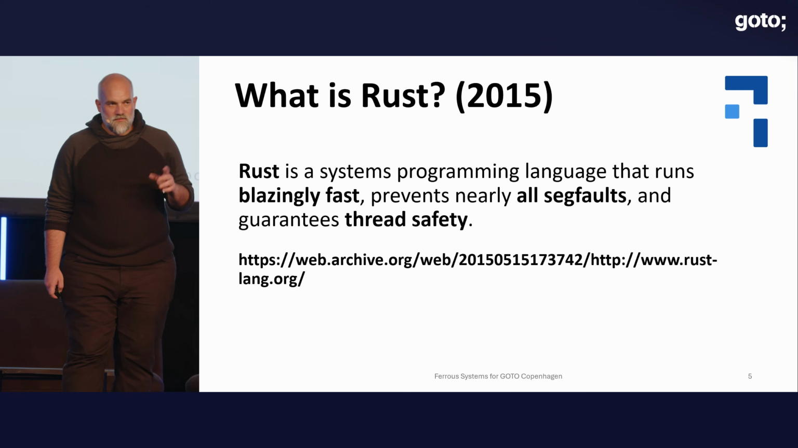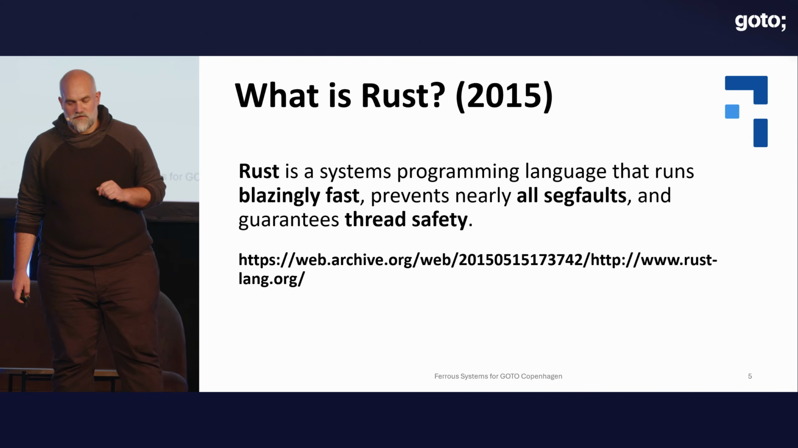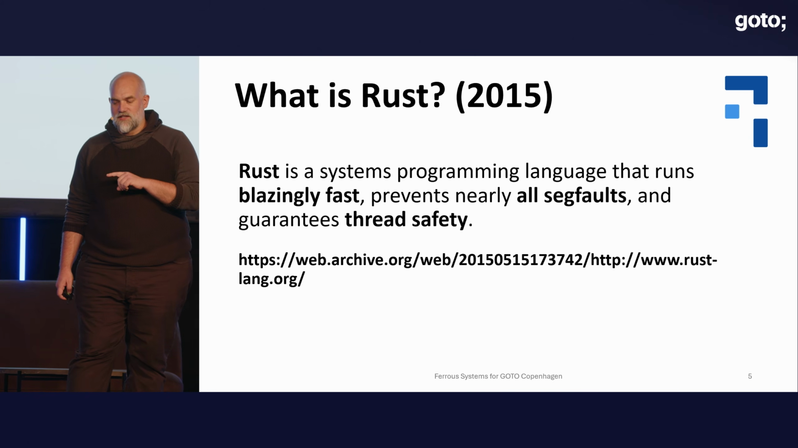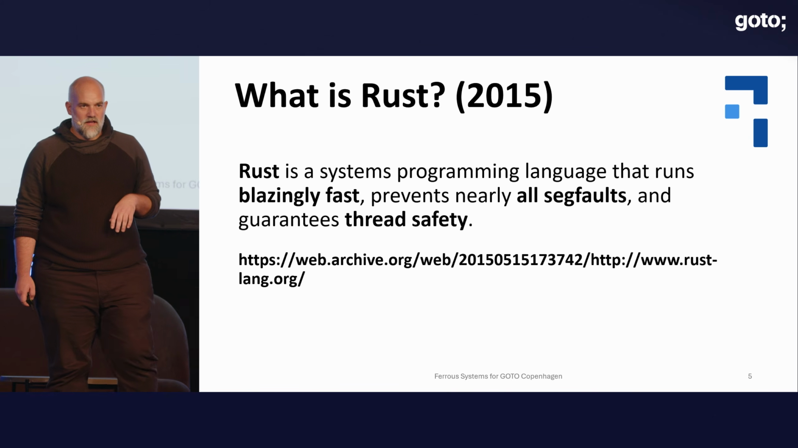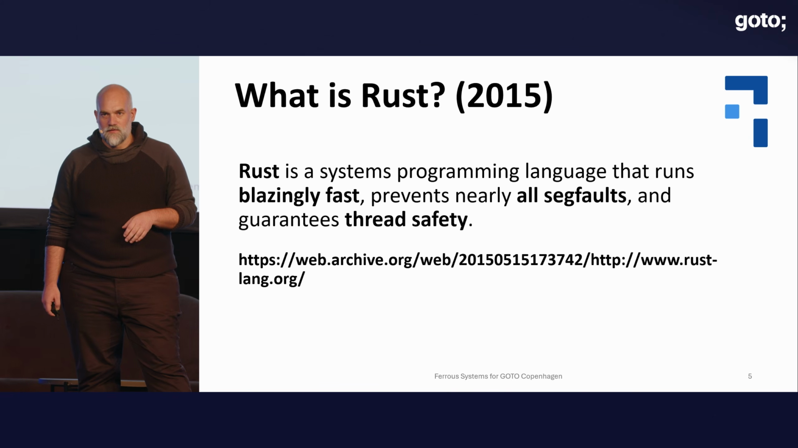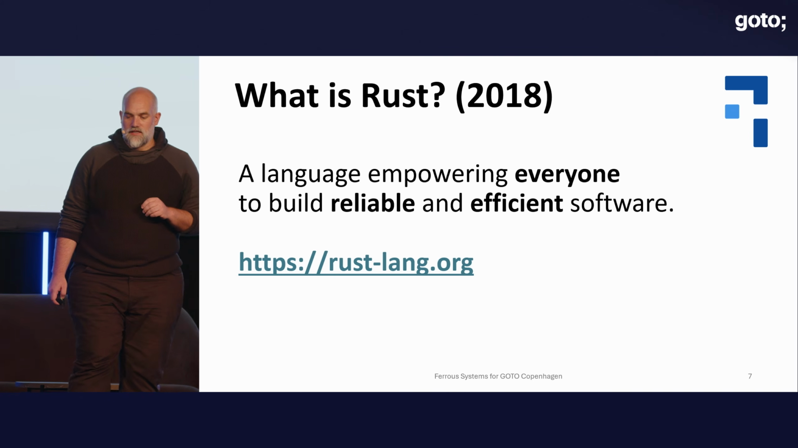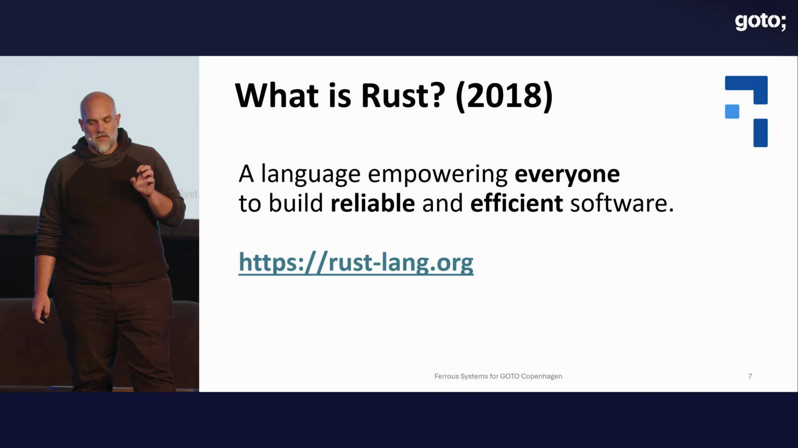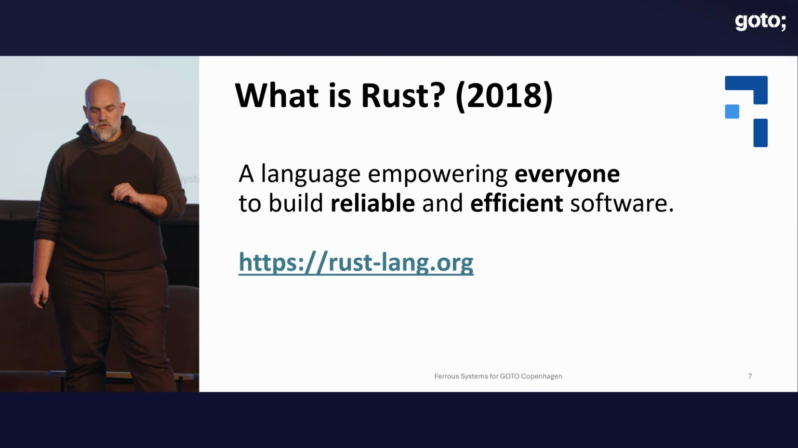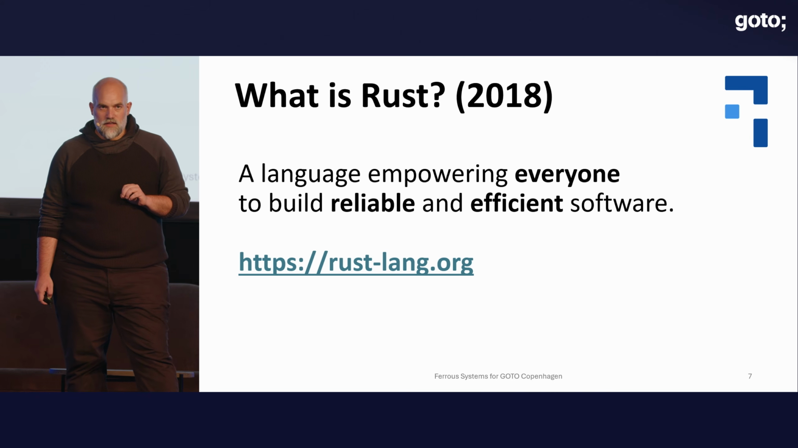Enough about that. So what is Rust? There's the old definition from 2015, which is Rust is a systems programming language that runs blazingly fast, prevents nearly all seg faults, and guarantees thread safety. It's a very technical definition, for which reason it was actually changed in 2018 to a language empowering everyone to build reliable and efficient software. And I'd like to focus on these two things, particularly the reliable in this talk.